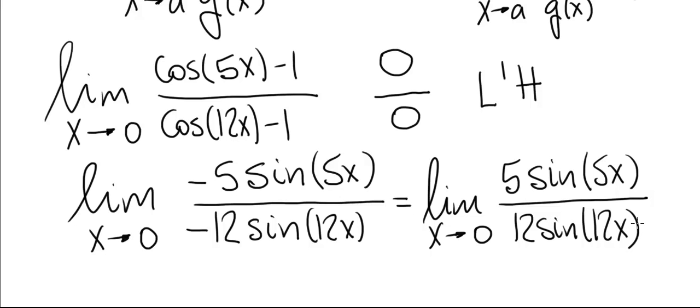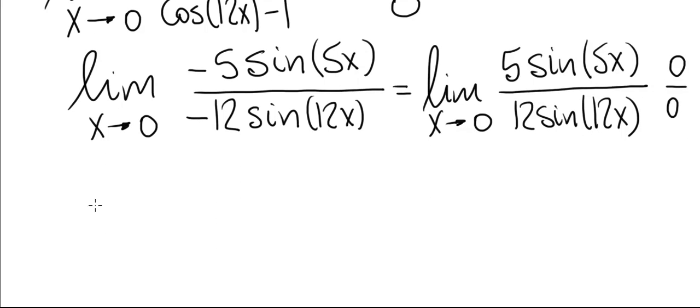As x approaches 0, the numerator approaches 5 times sine of 0, which is 0, and the denominator approaches 12 times sine of 0, which is also 0. And that means we are going to apply L'Hopital's rule one more time. So here's what we're applying.